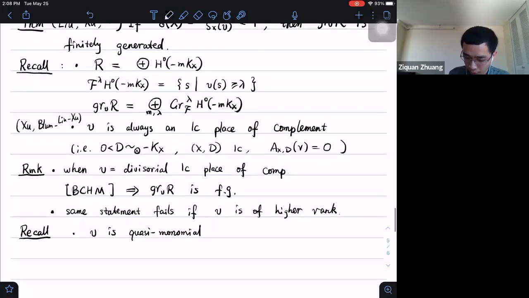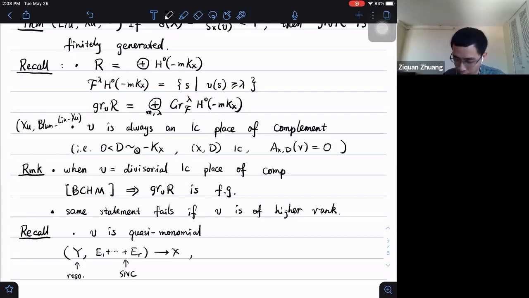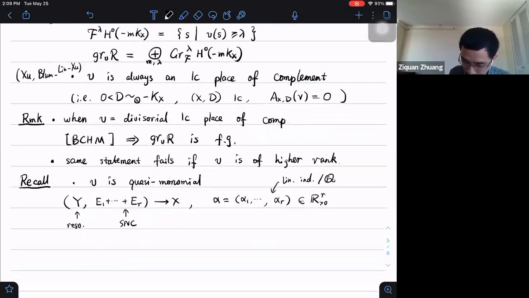So that means I can find a log resolution together with a simple normal crossing divisor on my resolution. Okay, so Y is a resolution. This is a simple normal crossing divisor, and I can choose a bunch of weights. These are positive numbers, linearly independent over the rationals, such that my valuation V is a monomial valuation along this simple normal crossing stratum.